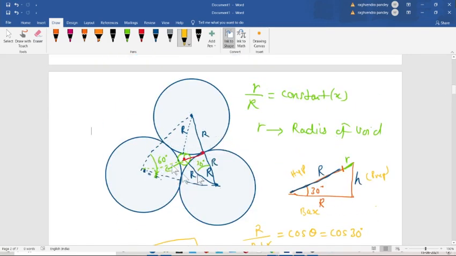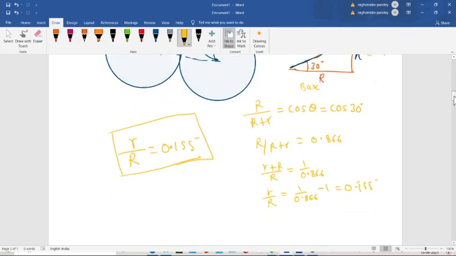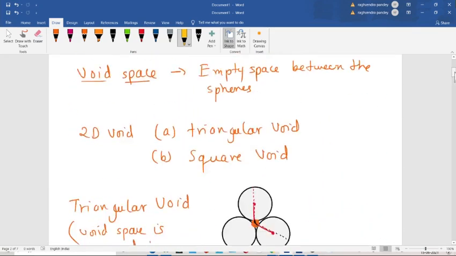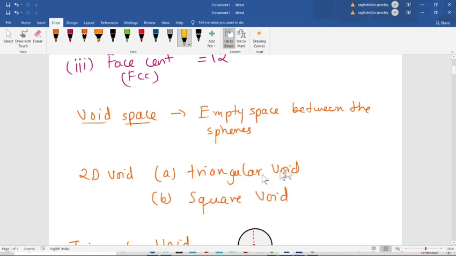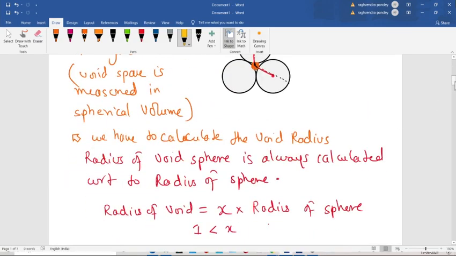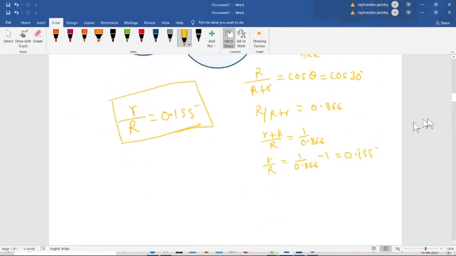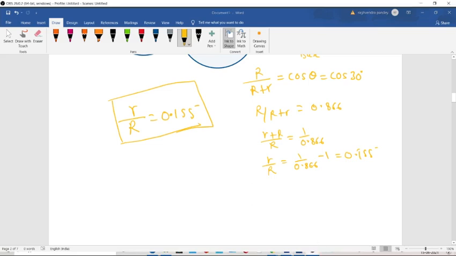There are a lot of other voids, tetrahedral void and octahedral void and all that. These are the 2D voids. So tomorrow we will finish the 3D voids also. One 2D void we have done, the triangular void. Next we will do the square void.